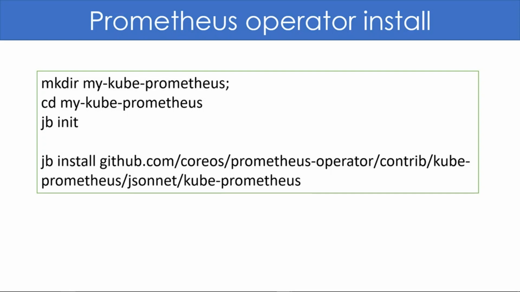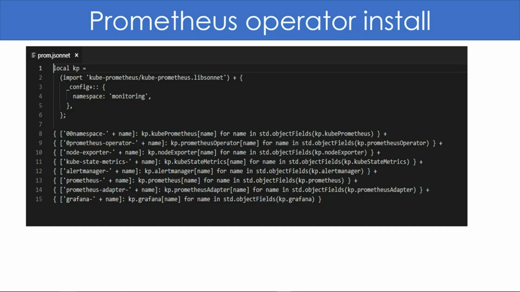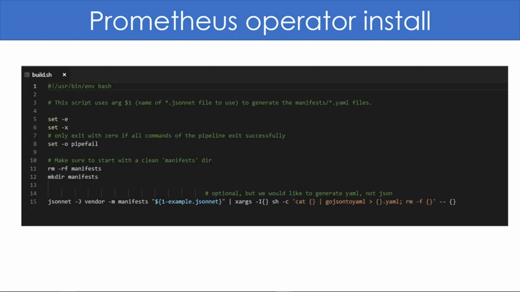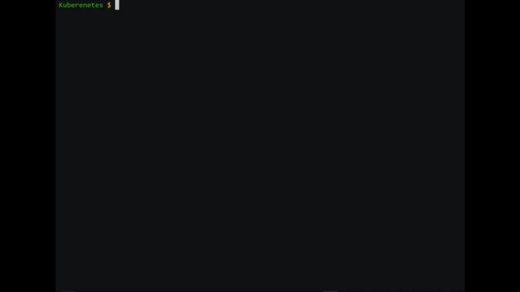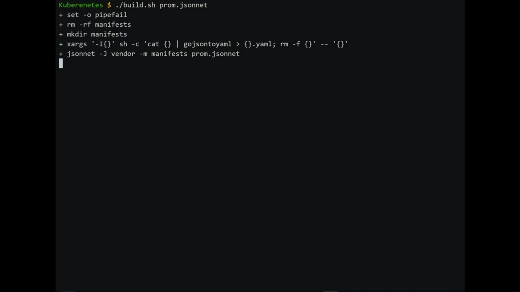Once that is done, create a file called prom.jsonnet. Copy the contents from the file in the Kubernetes monitoring folder of the course. This file can be edited to configure the components that we want to install. Similarly, create a file called build.sh and fill it with the contents from the Kubernetes monitoring folder. To create the YAML files for Prometheus and Grafana, type in ./build.sh prom.jsonnet.